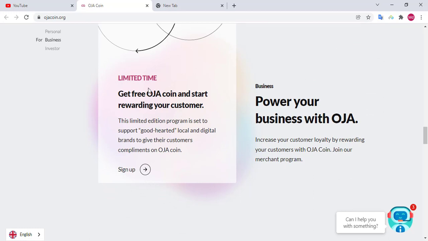Limited time. Get few OJA coin and start rewarding your customer. This limited edition program is set to support good-hearted local and digital brands to give their customers compliments on OJA Coin.